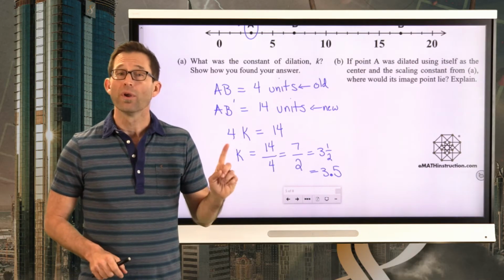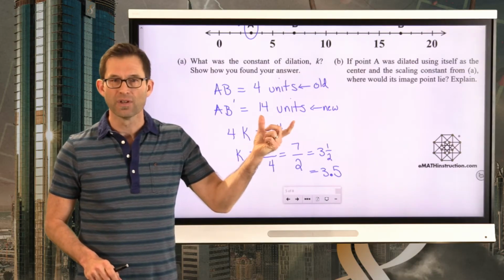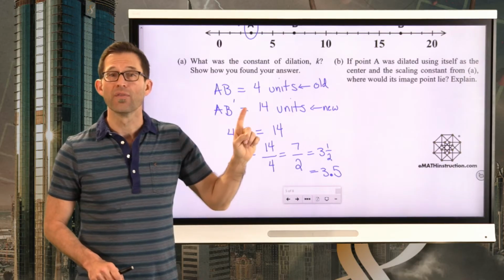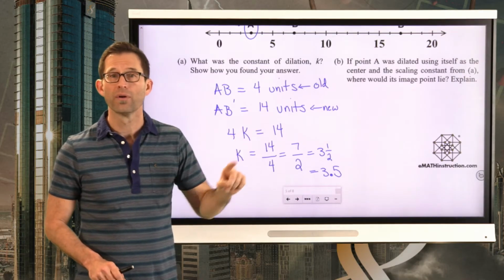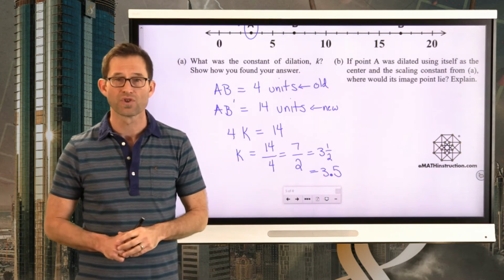What you should always do is think, okay, this was the distance after the dilation. This is the distance before the dilation. So if I take the new distance divided by the old, the new divided by the old, that gets me my constant of dilation.